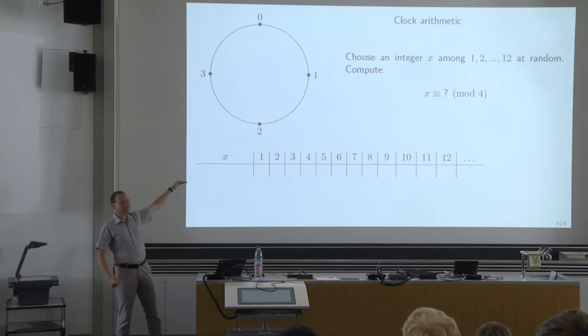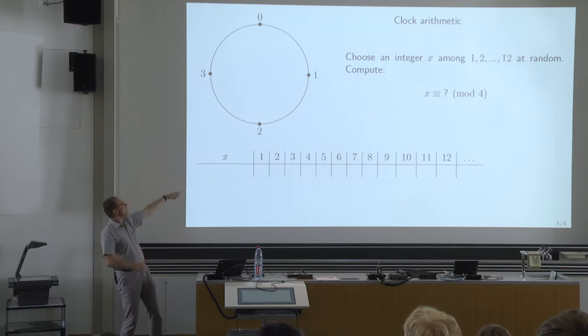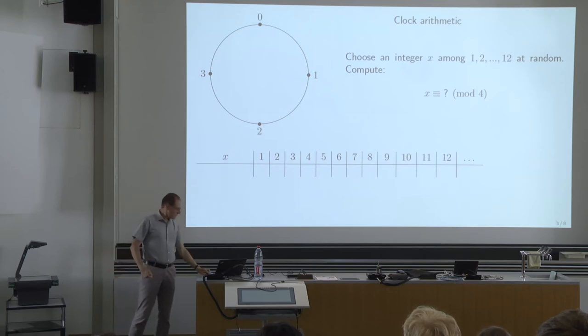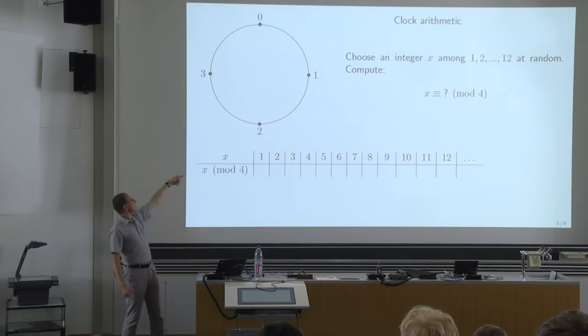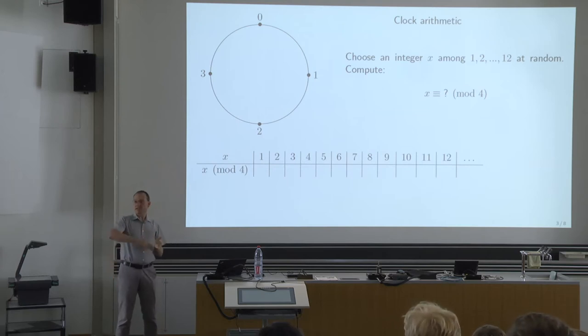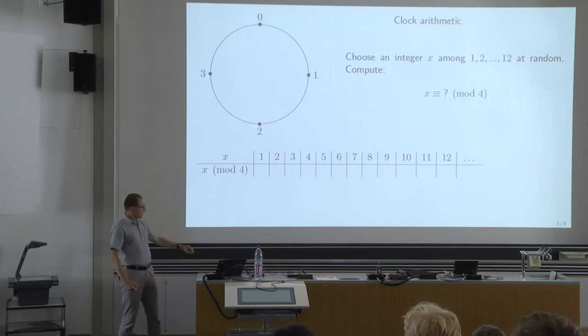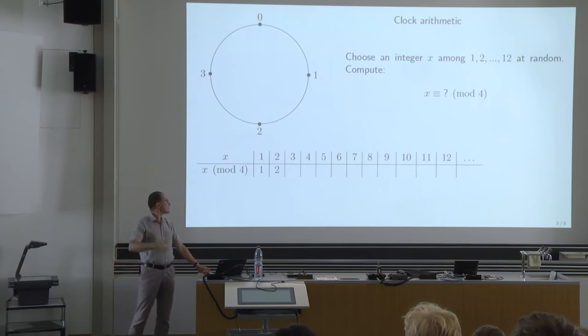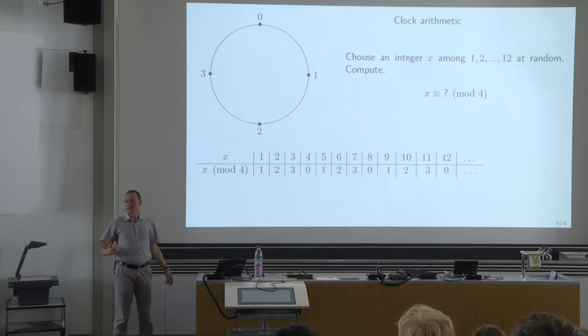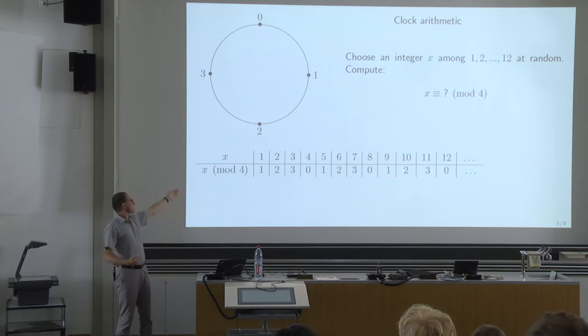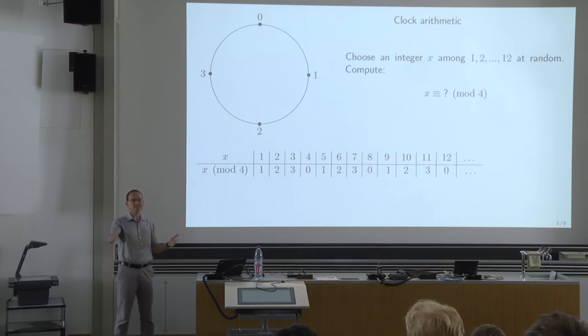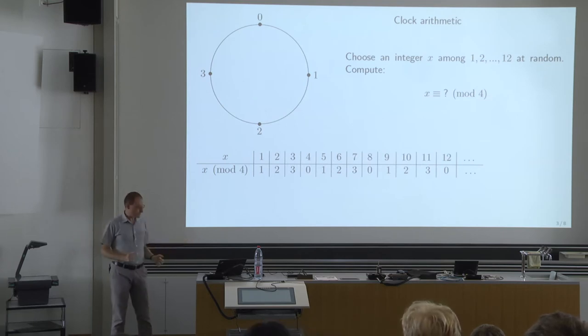As you walk along the number line, jumping from one integer to the other integer, you wrap around this circle. So let's say you start at 1, or 0, or 1, doesn't matter, and you walk along the integer line, jumping from integer to integer, the residues will go 1, 2, 3, and then 0, and then again 1, 2, 3, 0, and so on. That's why about a quarter of you had 0, a quarter of you had a 1, a quarter had a 2, a quarter had a 3, because these residues are equally likely to appear.